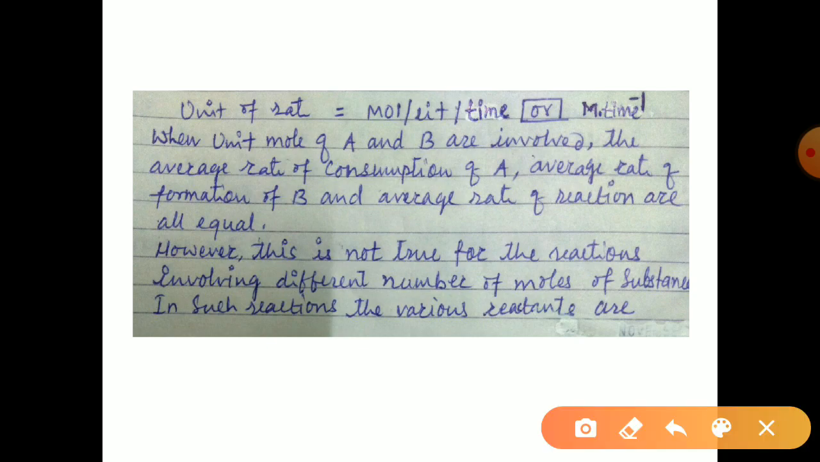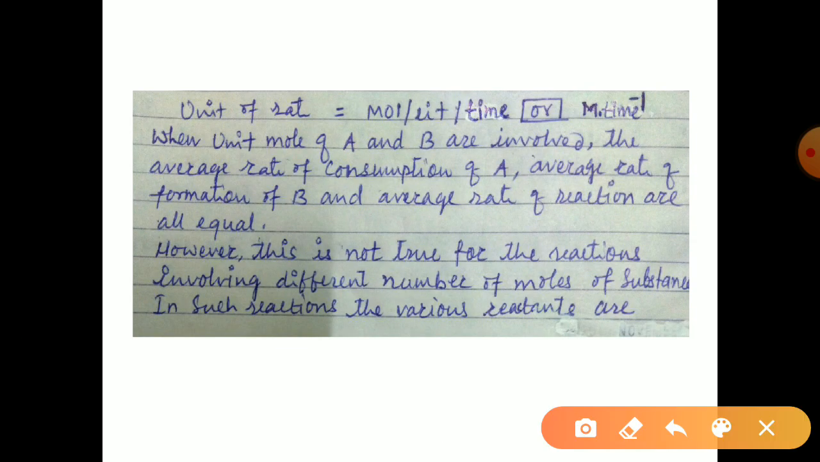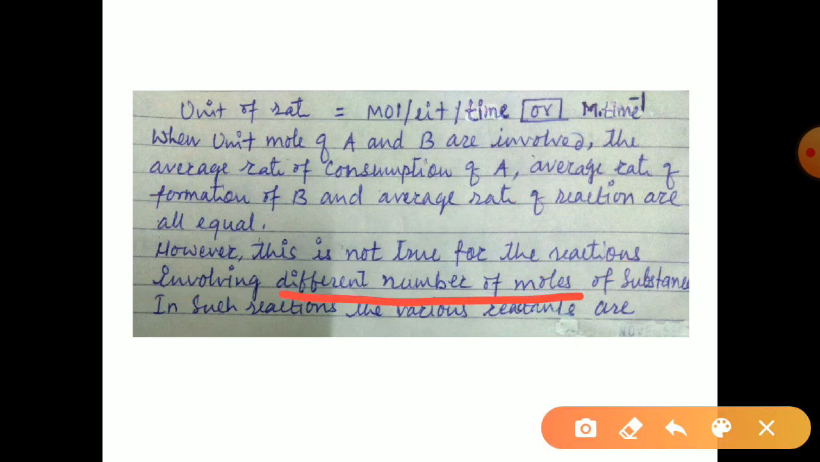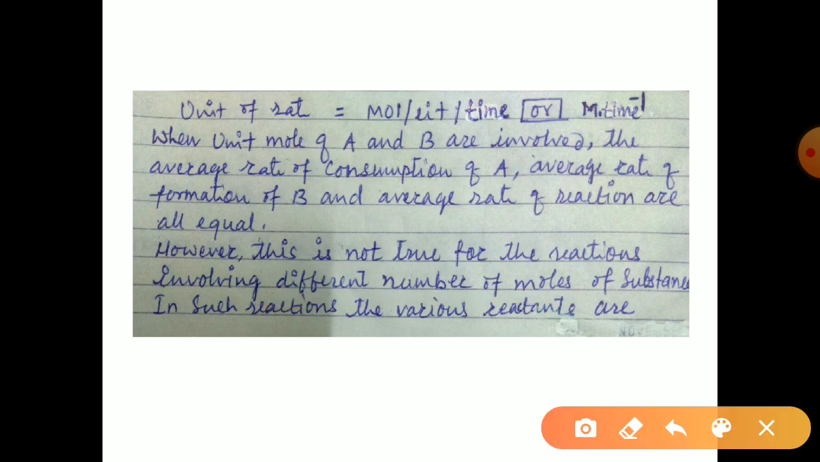When the coefficients in the reaction are unity, that is 1, the rate of consumption of A, the average rate of formation of B and the average rate of reaction must be equal. However, this is not true for reactions involving different numbers of moles. If the coefficients are not unity, then the average rate of formation of B and the average rate of reaction will not be equal.